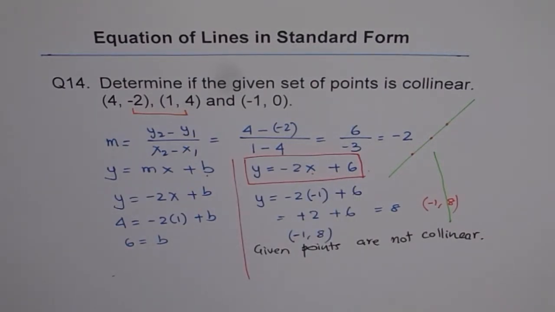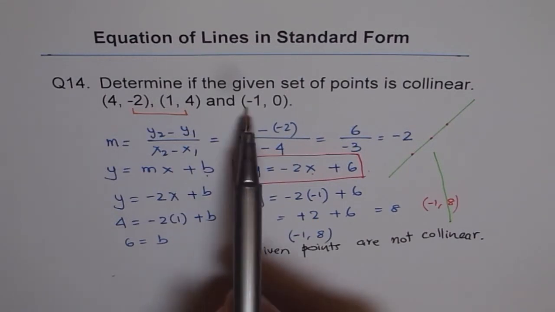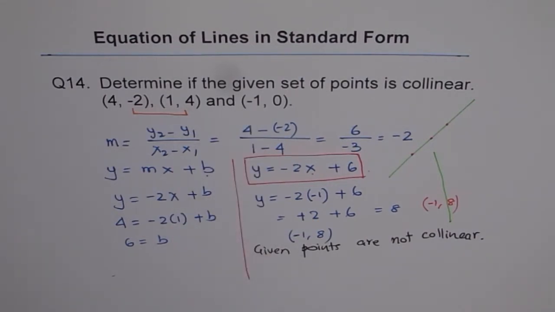So you can find many other points on the line, but unfortunately, this point does not lie on it, and therefore, these points are not collinear. Okay, thank you.